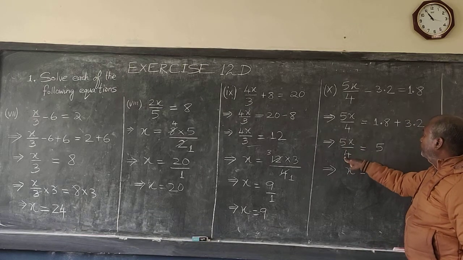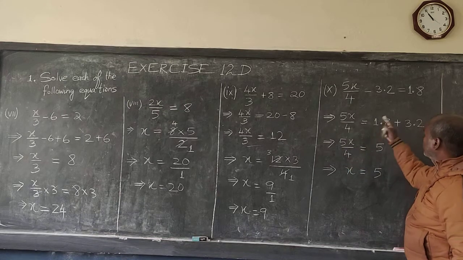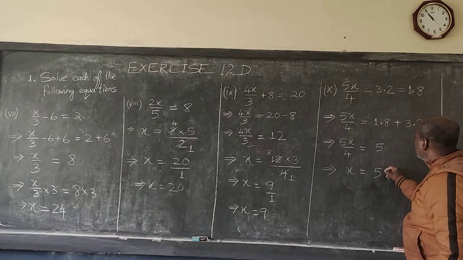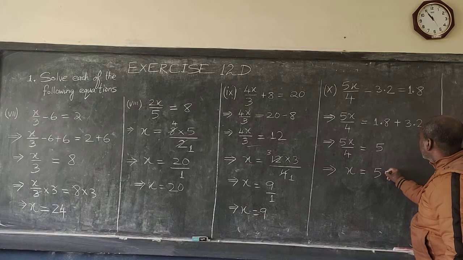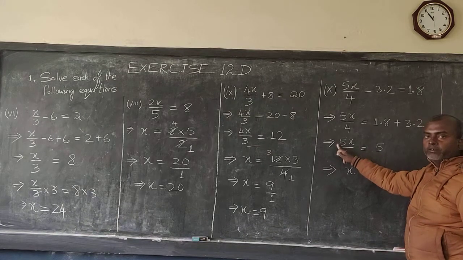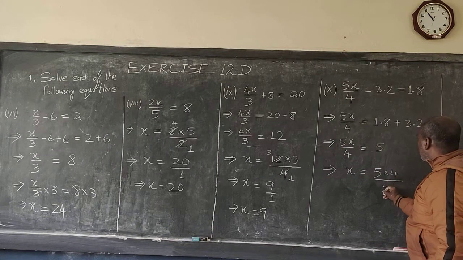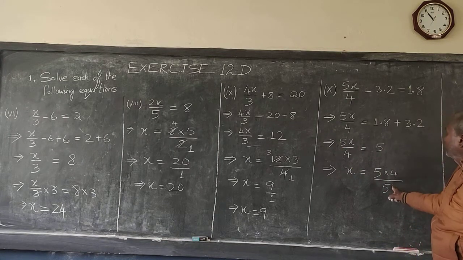We have to remove 5 by 4 from x. So this 4 which is in the denominator will go over on the other side to the numerator, multiply with the numerator. And this particular constant 5 which was in the numerator will now go in the denominator. So this is what we get.